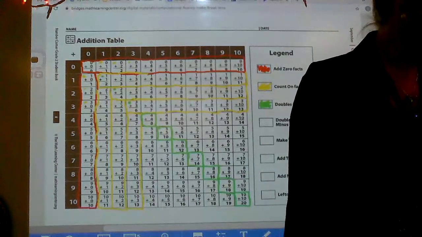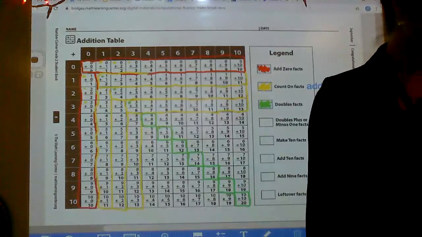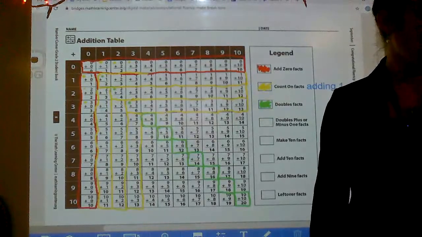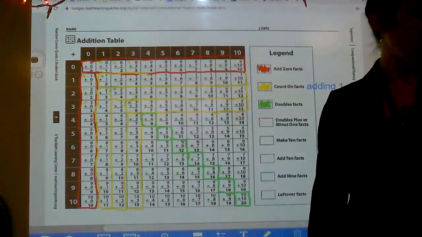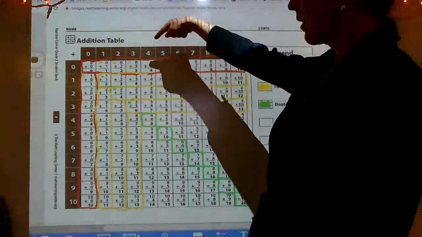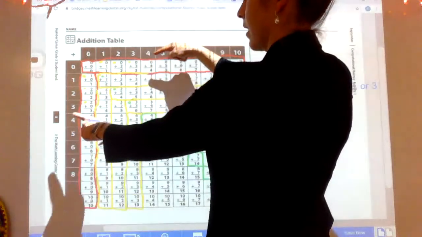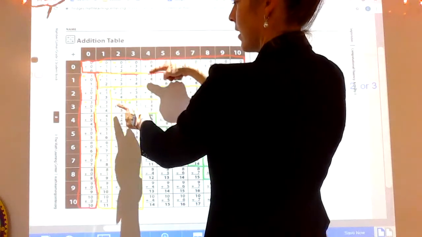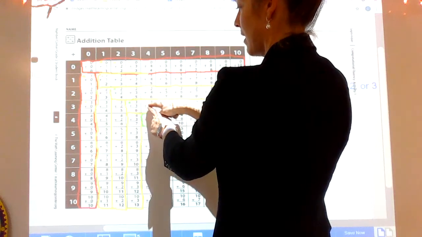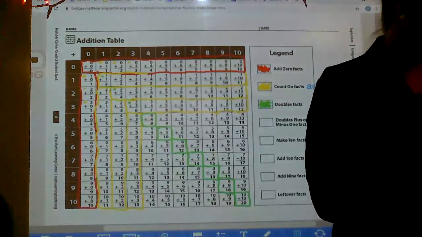It's kind of cool. Now, let's do another one. Put your finger on 4 on the top. Put another finger on the 3 on the left. From the top 4, you're going to go down. And the 3, you're going to come in until your fingers meet. There's the addition equation. 3 plus 4 equals what? 7. You found it.